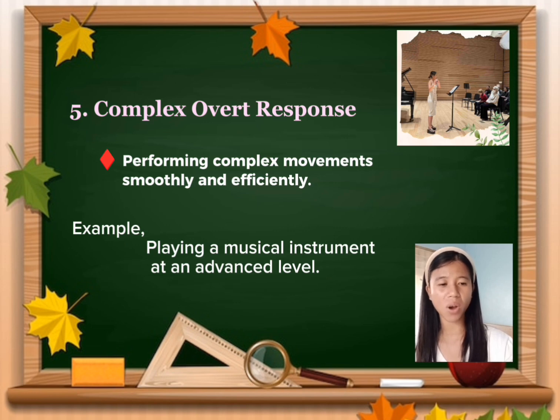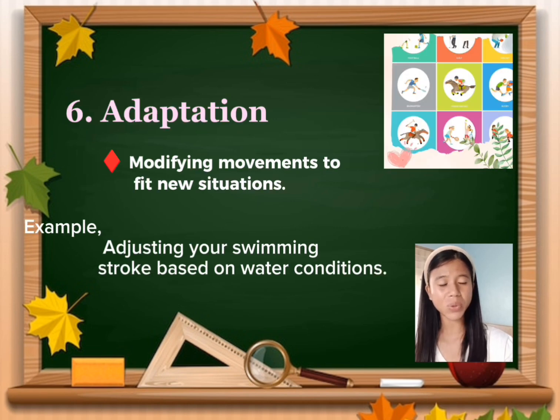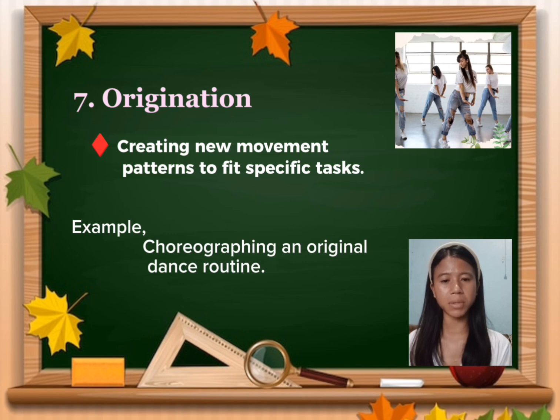Fifth is complex overt response, which means performing complex movements smoothly and efficiently. For example, playing a musical instrument at an advanced level. Sixth, we have adaptation, which means modifying movements to fit new situations. For example, adjusting your swimming stroke based on water conditions. The last level, according to Simpson's taxonomy, is origination, which means creating new movement patterns to fit specific tasks. For example, choreographing an original dance routine.